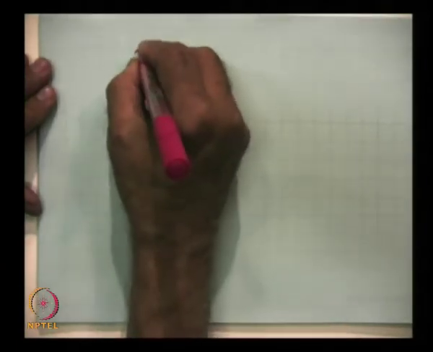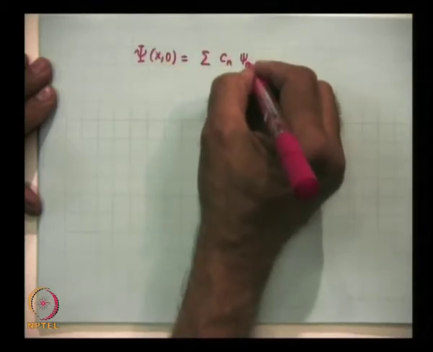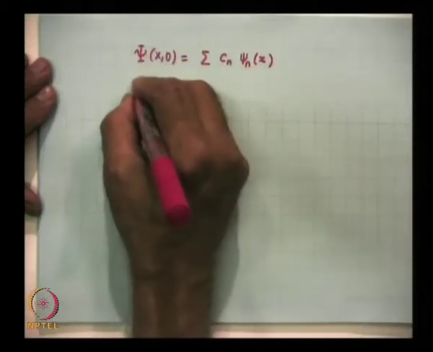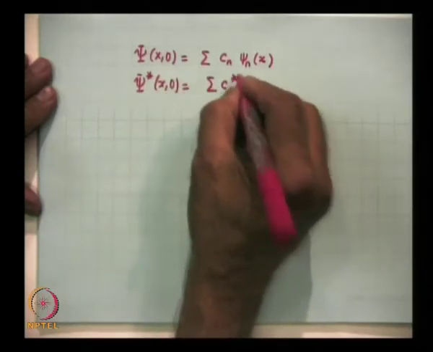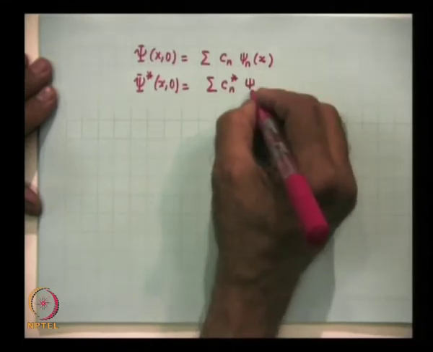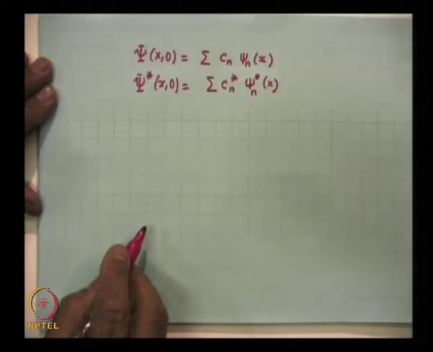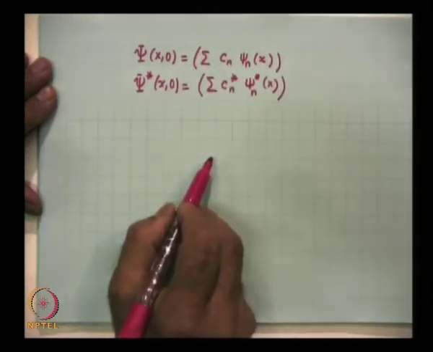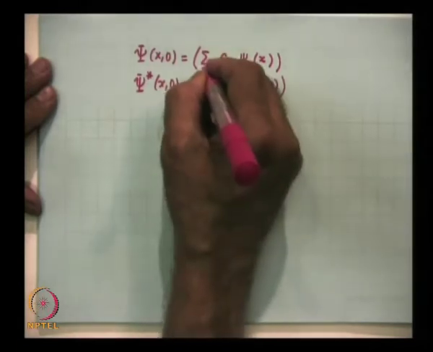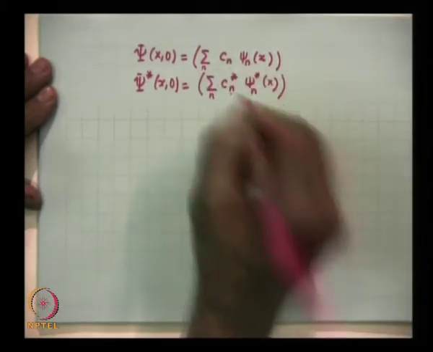Before I proceed further, let me mention one more thing, that psi of x comma 0, we wrote as the sum of C n psi n of x. The complex conjugate of that is psi star of x comma 0, which is equal to the sum of C n star psi n star of x. If I multiply this sum with this sum, both summations are over n, so that this n does not get confused with this, I replace n here by m.